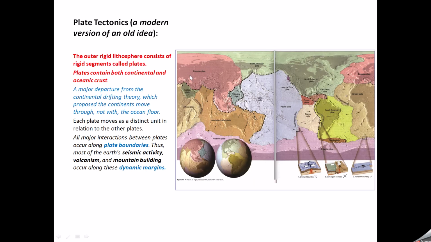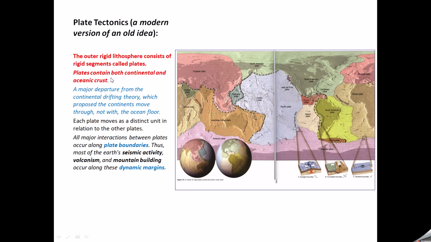So plate tectonics is the modern version of the old idea of continental drift. What they found out is that the outer rigid lithosphere consists of rigid segments called plates. We have plates like South America, North Africa, Pacific, Eurasia, North America, all of these plates, segments.